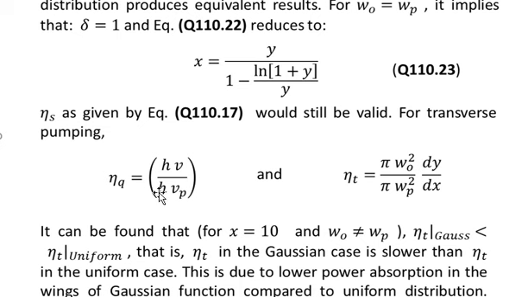For transverse pumping, eta Q is equal to h nu over h nu p, and eta t is equal to pi w naught square over pi wp square multiplied by dy over dx.